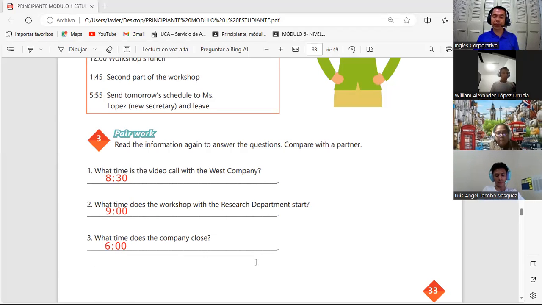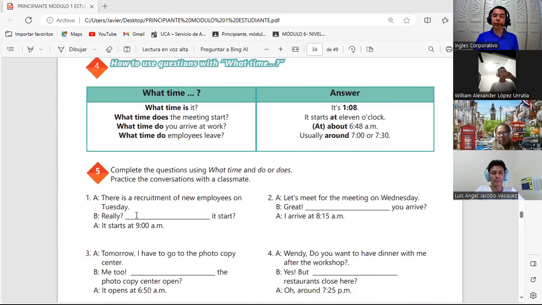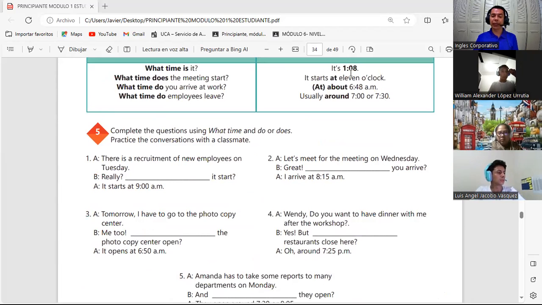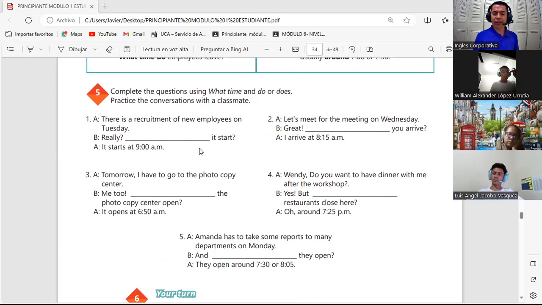Okay. Now let's continue with the next, right? Good. What time is it? It's 1:08. What time does the meeting start? It starts at 11 o'clock. What time do you arrive at work? At about 6:48 a.m. What time do employees leave? Usually around 7 or 7:30, right? Good. So what are you going to do here? Easy. You are going to say, what time do or what time does? Okay?